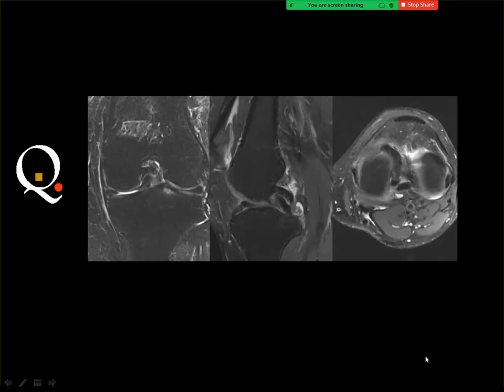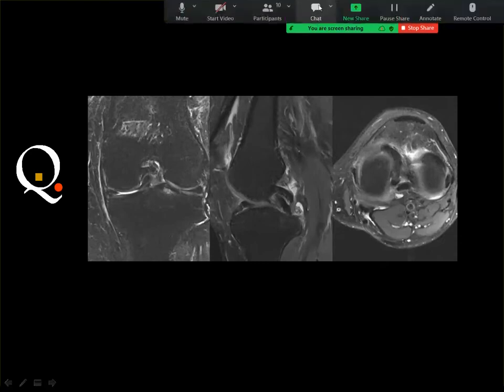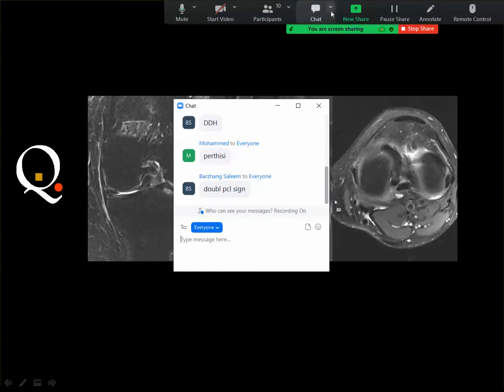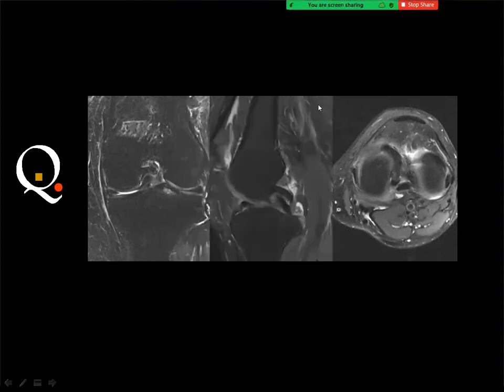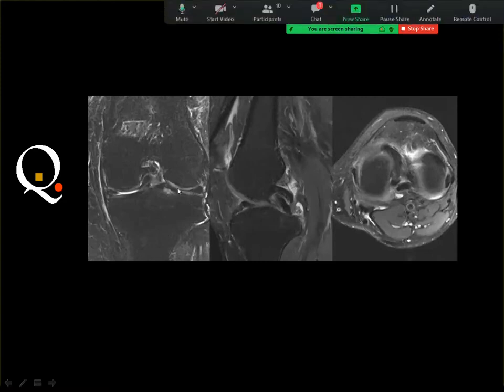The next case is an MRI of the knee, coronal, sagittal, axial STIR images. Yes, then this is double PCL sign, which is diagnostic of bucket handle tear of the medial meniscus. In the coronal image, you can see that the meniscal fragment has been displaced to lie beneath the posterior cruciate ligament. And in the sagittal image, you see the PCL, and this is the meniscal fragment underneath.